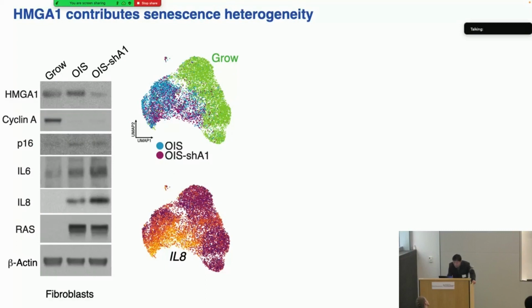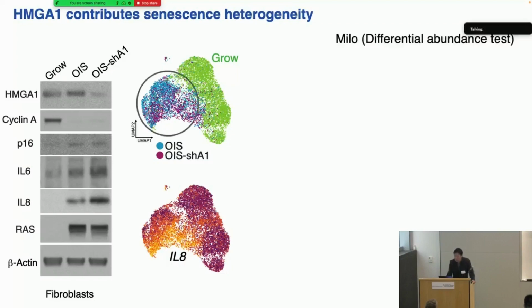But if you look here, this is single cell RNA-seq. This is growing and senescent cells with or without HMGA1 hairpin, right? Nice separation between these, but not much here. They have substantial overlap. But if you look at IL-8 and the SAHF genes, you may see some correlation with this one and that, right? Purple. Now, if you only use the OIS bit, this is very powerful, like a differential abundance test.